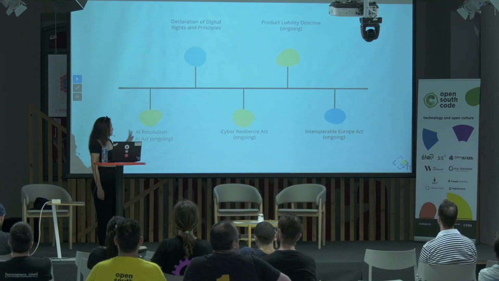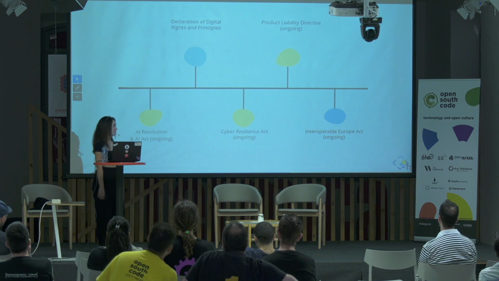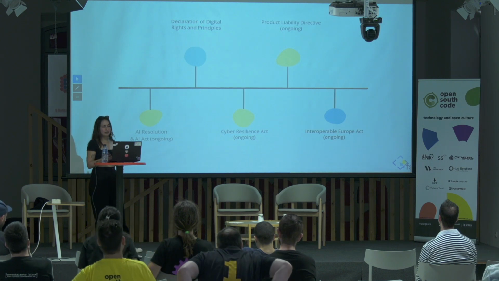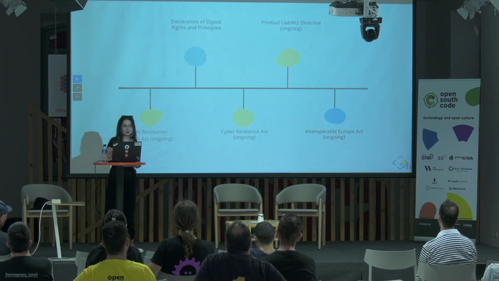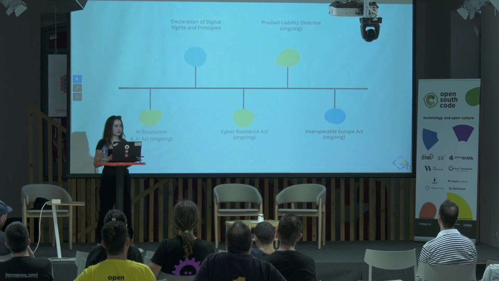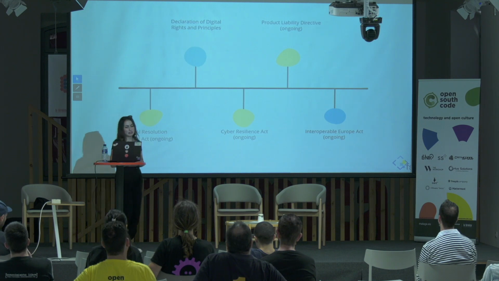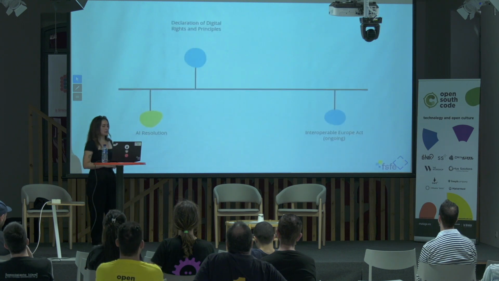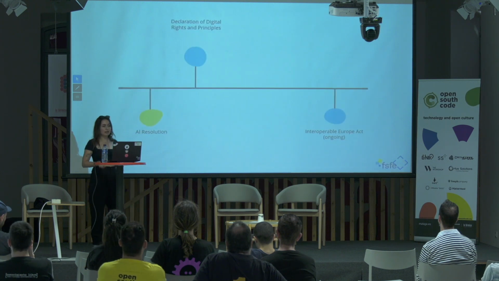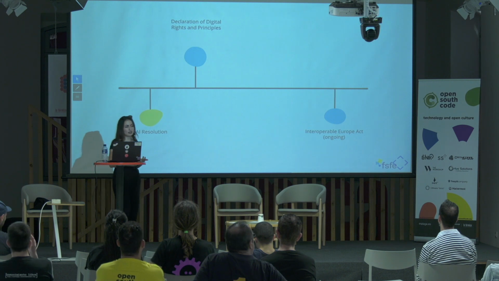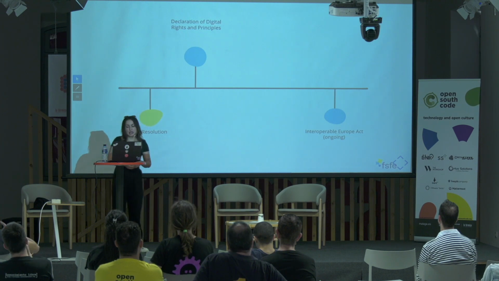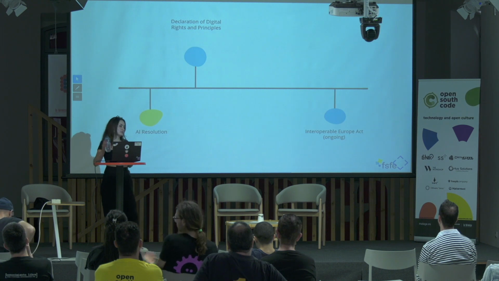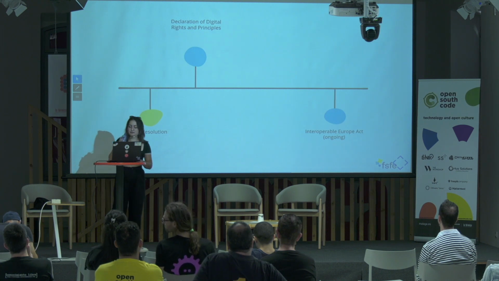The green files are related to liability and free software. Yesterday, my colleague Alex talked about this in depth, so I'm not going to touch on that much, only the AI resolution. And then I'm just going to basically talk about these three: the AI resolution, the Declaration of Digital Rights and Principles, and I would mainly focus on the Interoperable Europe Act, which is something that is going on at the moment, and that we are being active on.